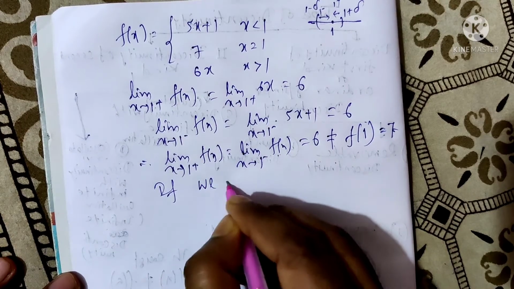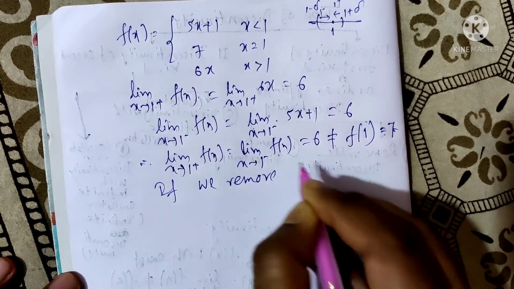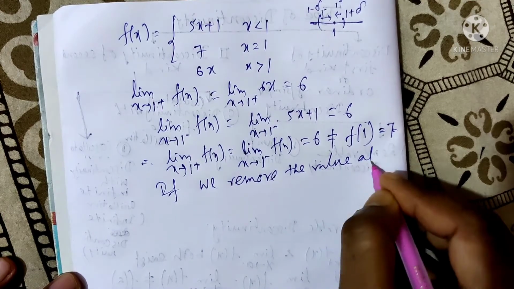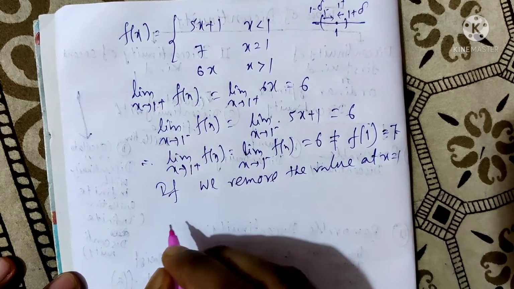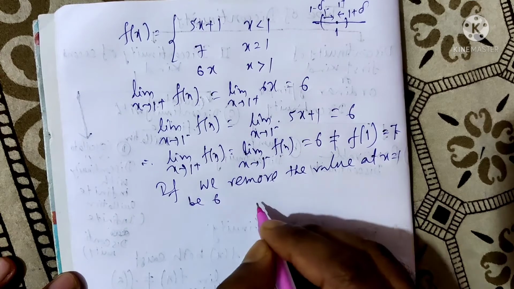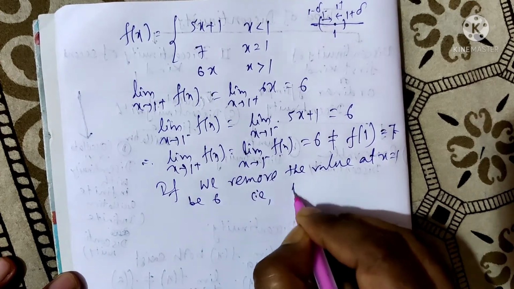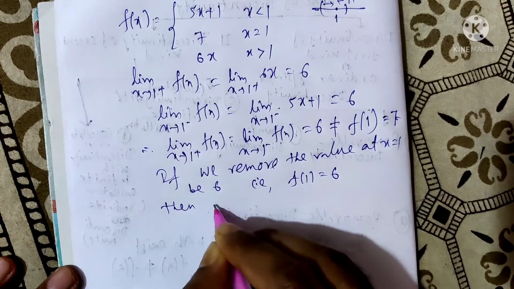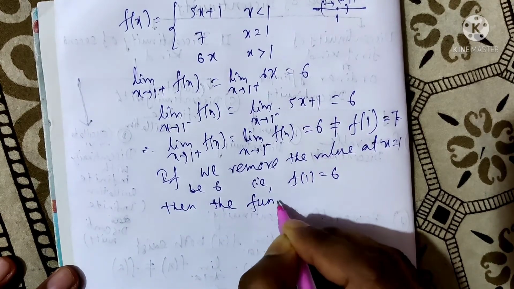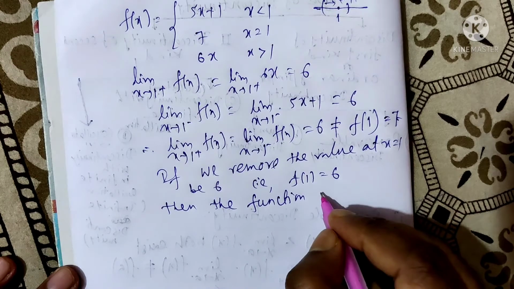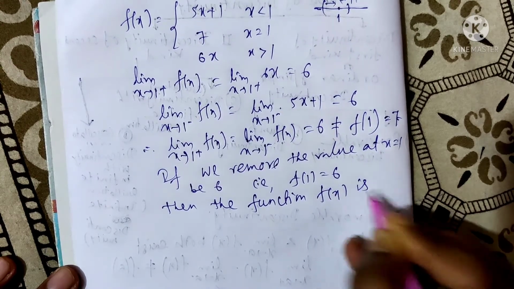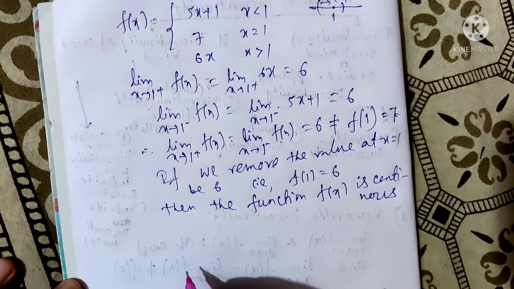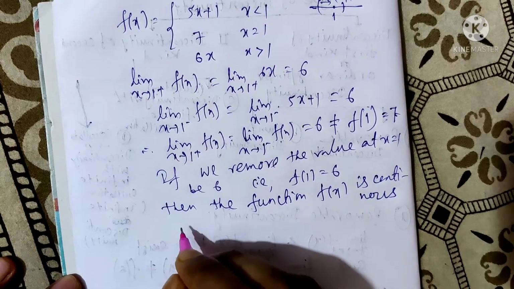If we redefine the value at x equals 1 to be 6, that is f(1) equals 6, then the function f(x) is continuous. This type of discontinuity is called removable discontinuity.